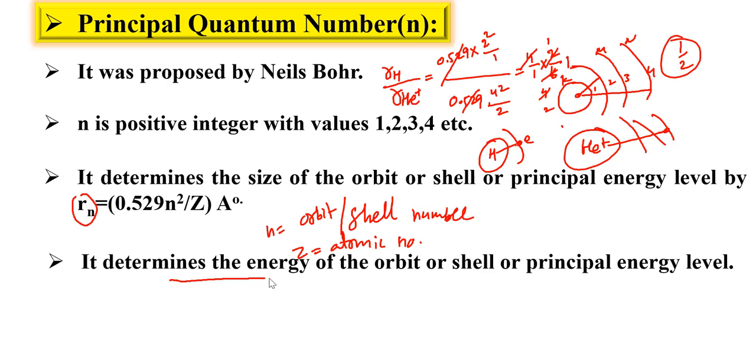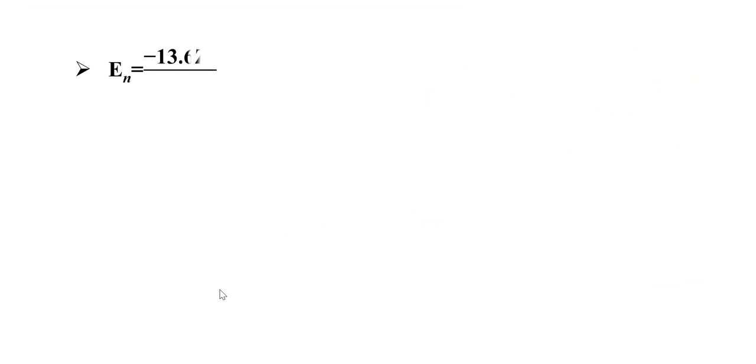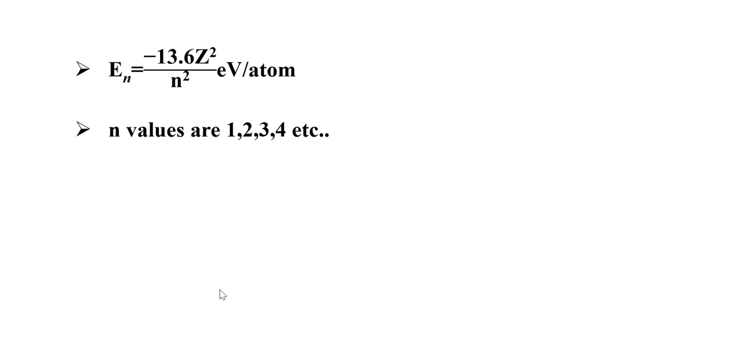It determines the energy of the orbit or shell or principal energy levels. If we can calculate Rn easily, then energy also we can calculate here. The formula is En equal to minus 13.6 Z square by N square electron volt per atom. Here N values are 1, 2, 3, 4 and so on. That is the shell number.